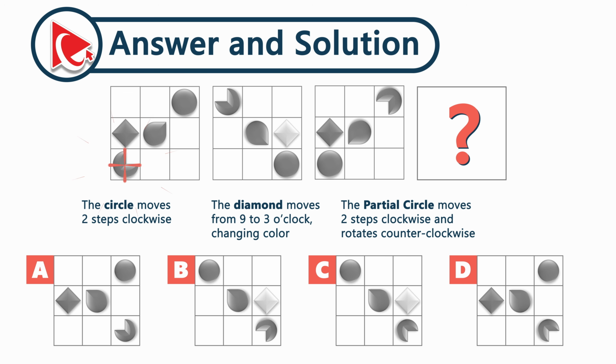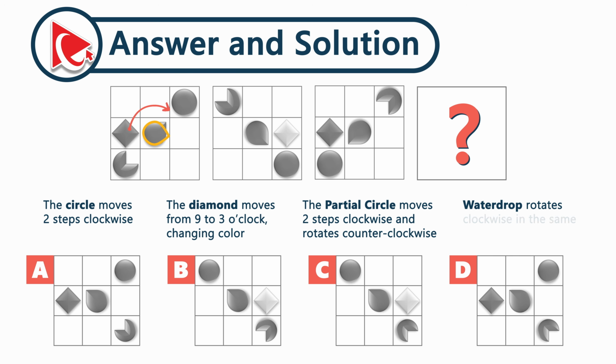It starts in the bottom left corner, then goes into the upper left corner, then continues to upper right corner, and in the target object, it will be in the bottom right corner. The only remaining shape is the water drop, and as you can see, water drop rotates clockwise in the same position. Knowing all of this information, let's build the target object.